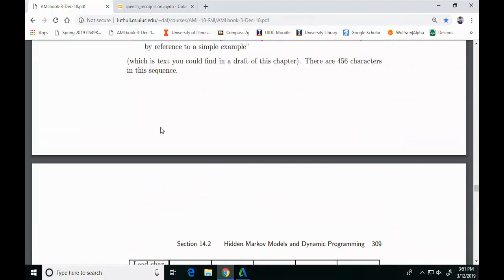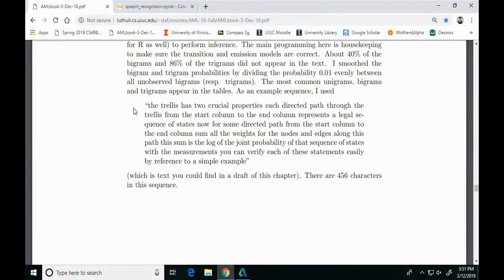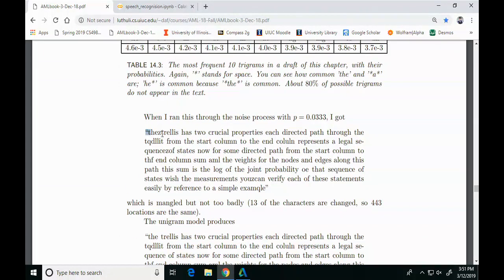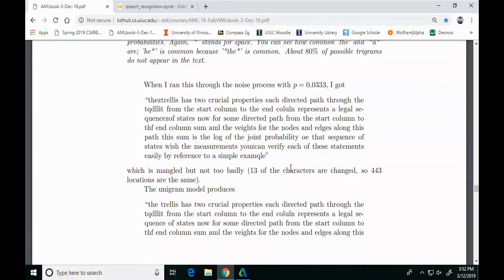Where are the errors? Let's look at the errors just a second. The trellis has, oh, here we go. This is the noised version of it. So we took the original, we added noise with that. Here's the probability of adding the noise. So it wasn't percentage, it's actually the probability. And then here is the text that came out of doing this mess of stuff.